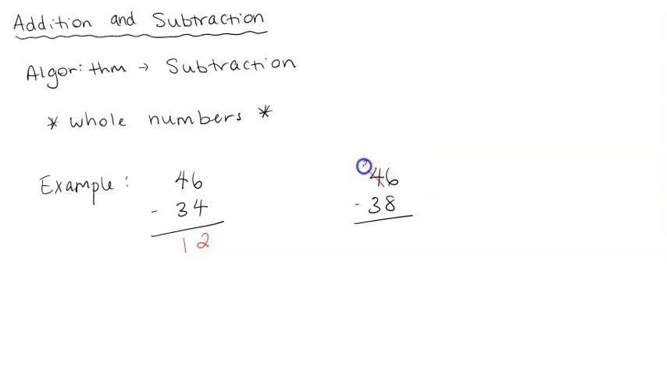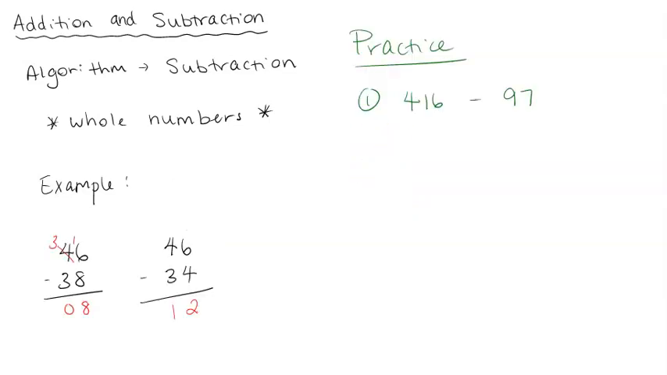And instead of 40, this is now 30, and this is 16. Because 30 and 16 is the same as 40 and 6. We just moved a 10 over a little bit. So now we can do 16 minus 8, which gives us 8, and 3 minus 3, which gives us 0. So when the number on top is smaller, you need to borrow from the next column. Try this example. Try 416 minus 97, and check your answer.